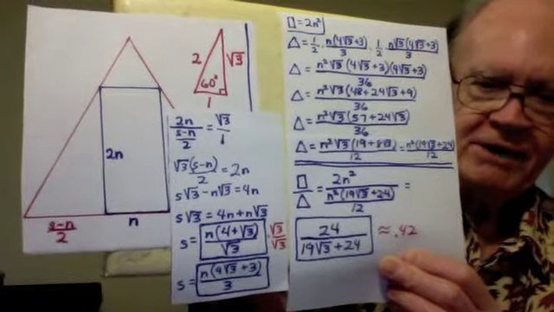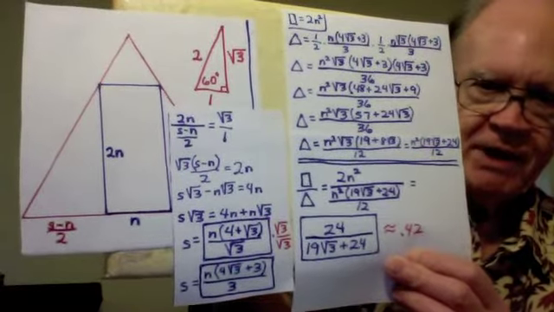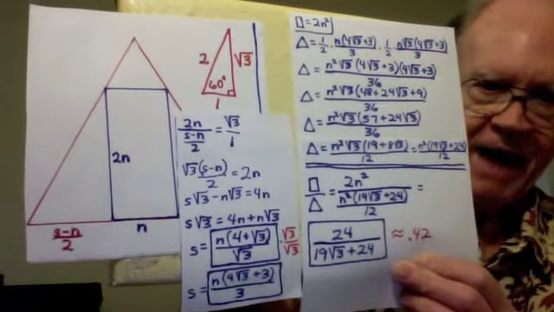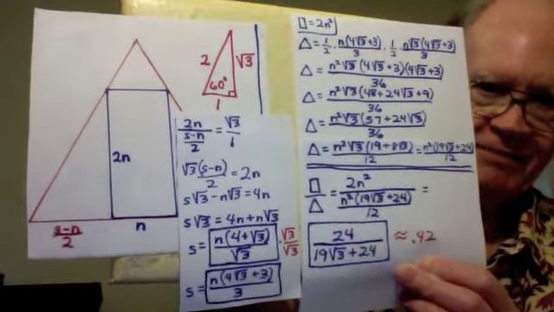My calculator tells me that an approximation for that expression is 42 hundredths, meaning that the rectangle has an area that's approximately 42% of the area of the entire triangle, which seems reasonable.